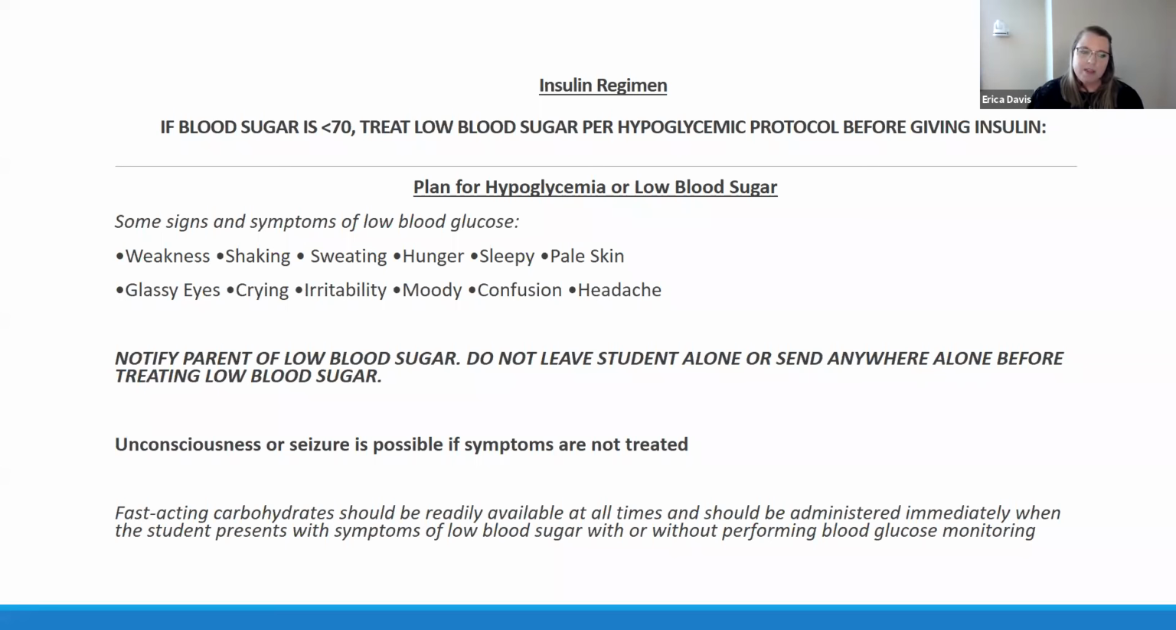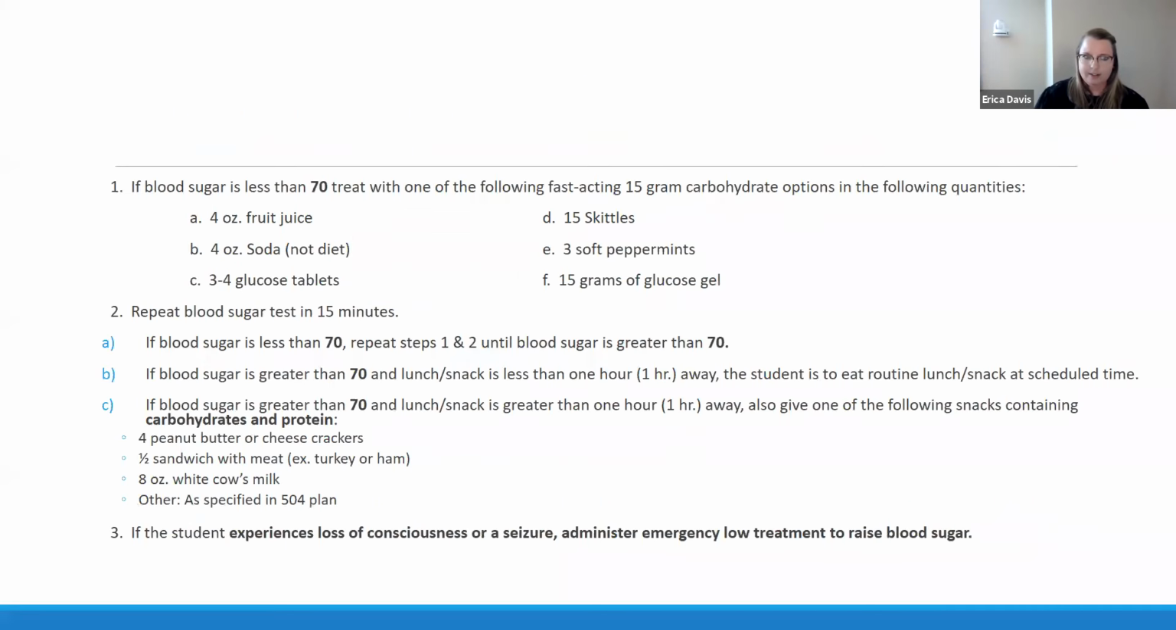sugars. And then we also know that fast-acting carbohydrates should be readily available at all times and should be administered immediately if the patient is showing these symptoms. And we're going to go into those here on the next slide. So this is what we call our rule of 15. And so it's a standard way that we're going to be treating these low blood sugars.